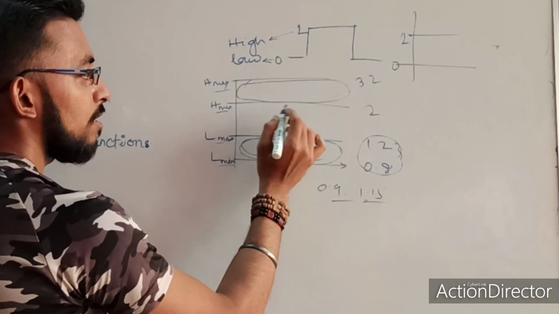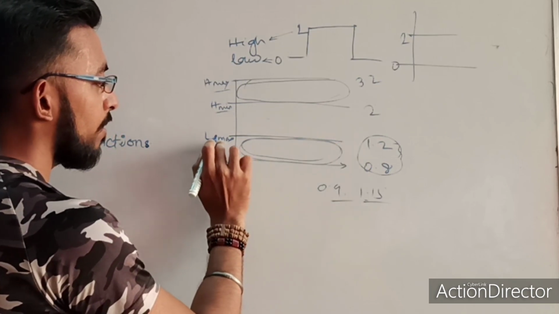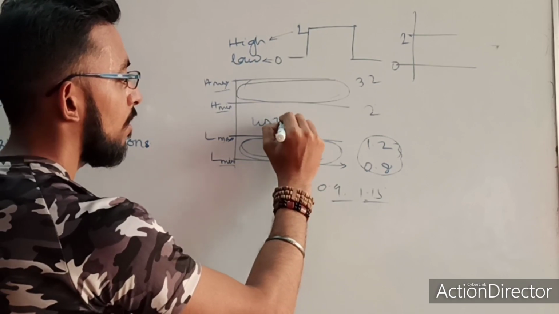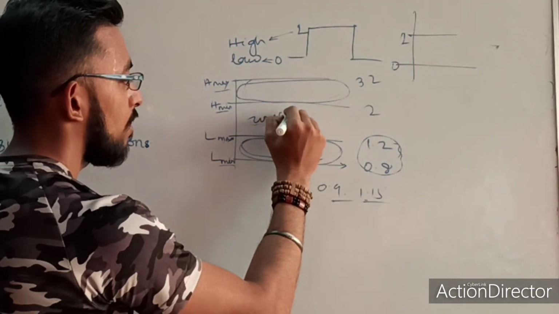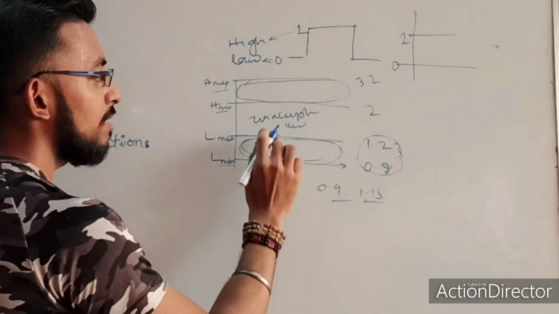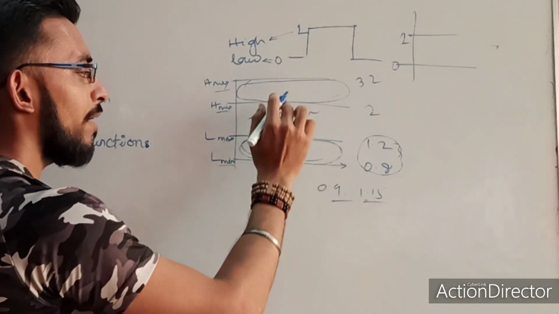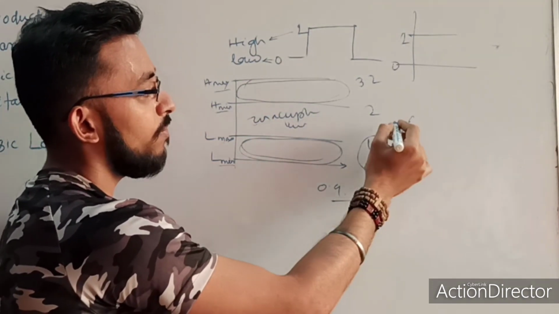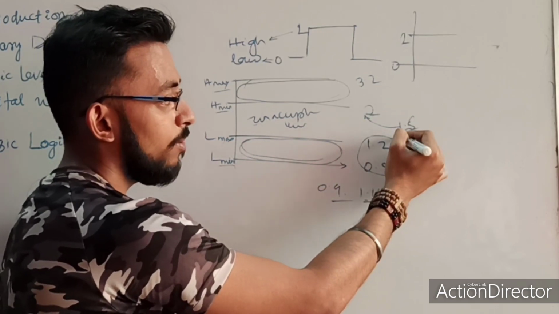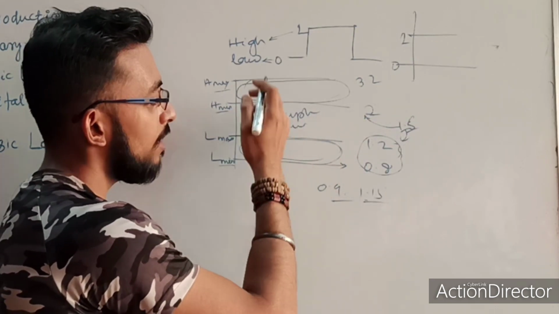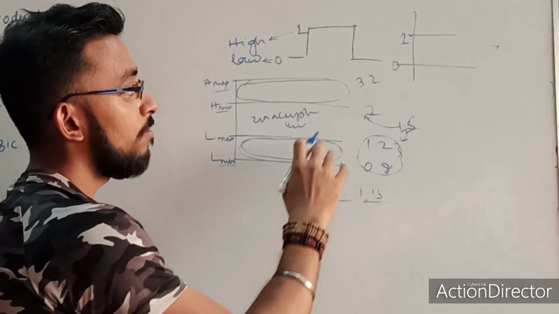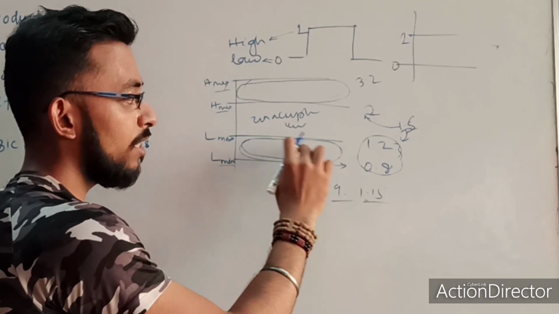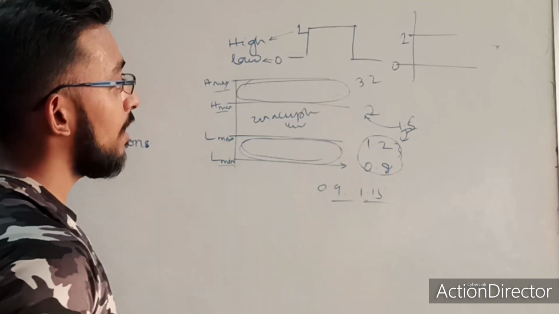Any value between L max and H min is called the unacceptable level. It means in this range the value can be either high or low, depending upon our requirement. If any value comes, say 1.5, according to our requirement that value might be high or it might be low. That's why a range is assigned, called the unacceptable level. Unlike the ideal case, in the practical case there is a range, so our low level and high level will be within that range.